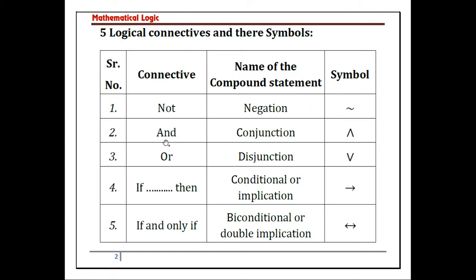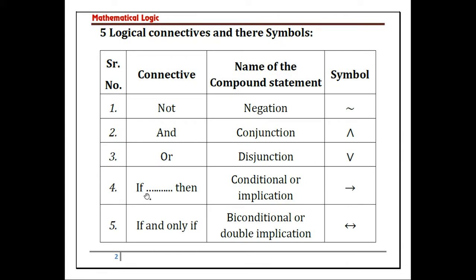After that, the second: if the connective and is used, then the corresponding compound statement is called conjunction, and the symbol is like this one. The third word is or. If the word or is used, then the corresponding compound statement is called disjunction, and this symbol is used.